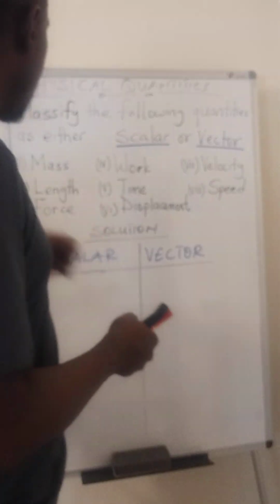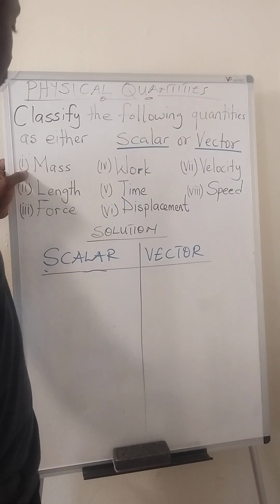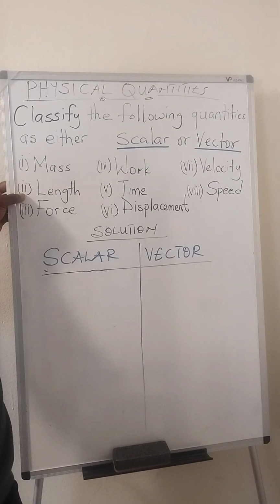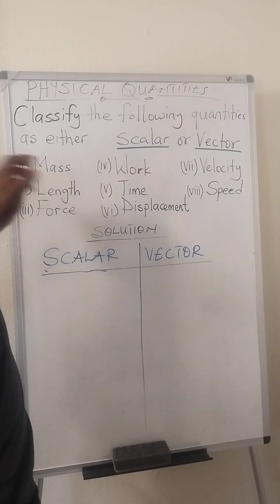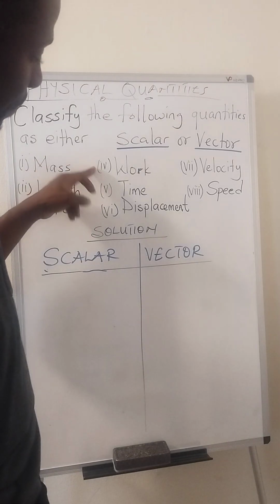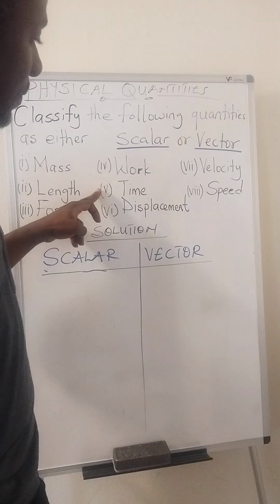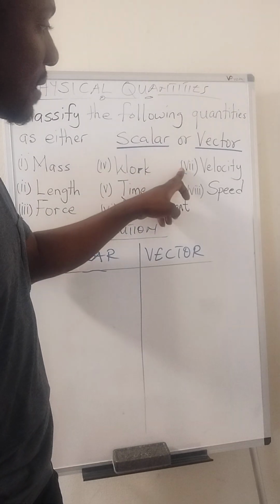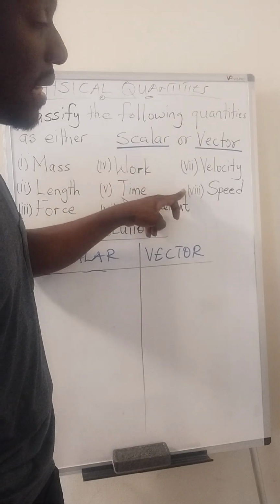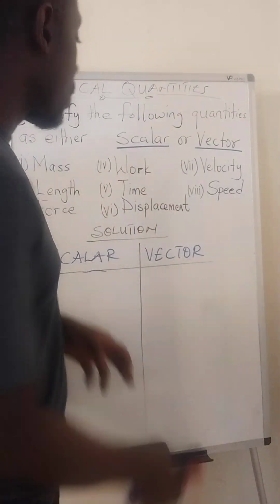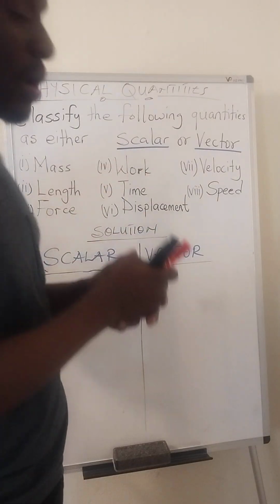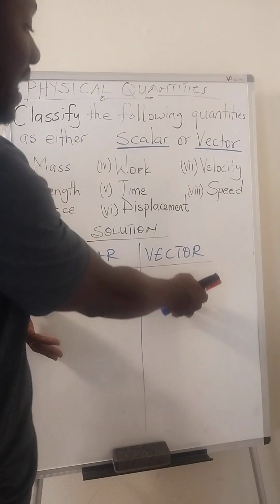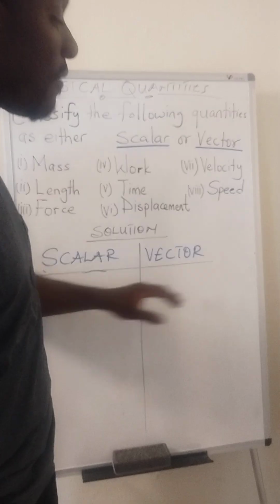I hope you understand. Now, the first one is mass. The second is length. The third is force. The fourth one is work. The fifth is time. The sixth is displacement. The seventh is velocity. And then the eighth is speed. So now we are going to put these ones together. We are going to group them under these headings. That is a scalar and a vector.